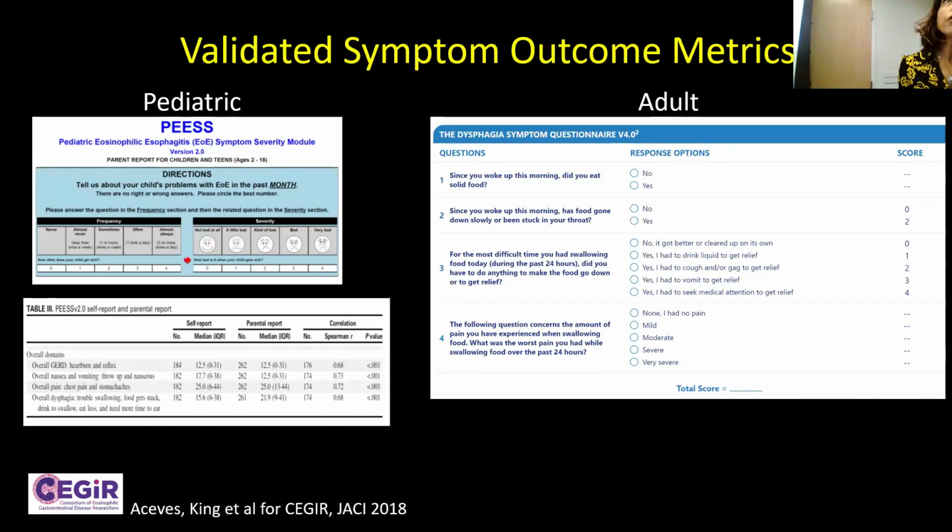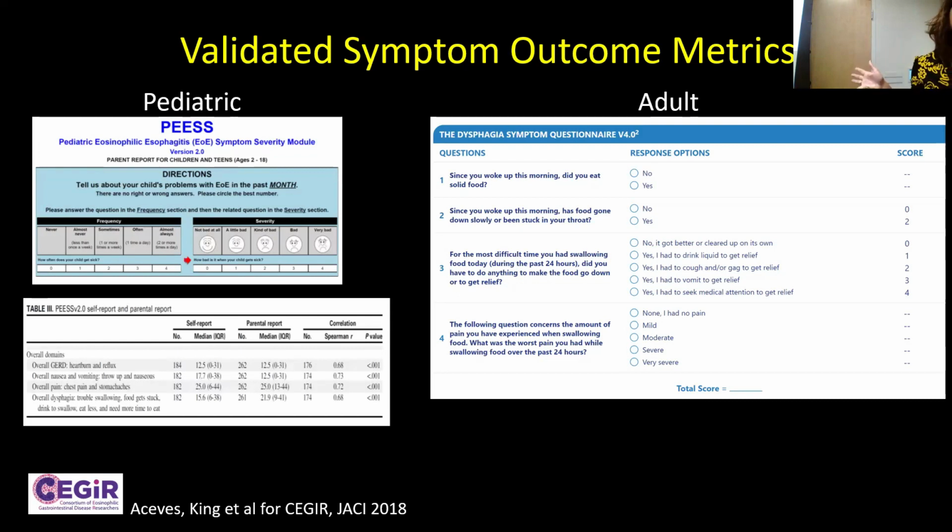So we have validated outcome metrics. This disease was first reported in the literature around 1978 to 1980, and we've come a really long way in a relatively short period of time. We now have a lot of validated tools, so we can all speak the same language. There's a pediatric validated outcome questionnaire, called PEESS 2.0, the one we have right now. It's a Likert scale. There's really good correlation between parents and children, so a parent reported outcome should be a good surrogate marker for what the kids are telling you.